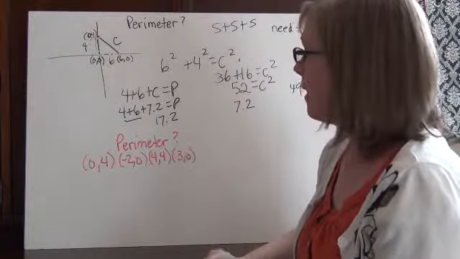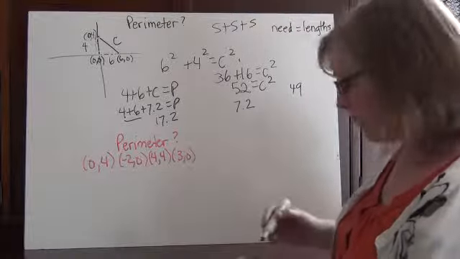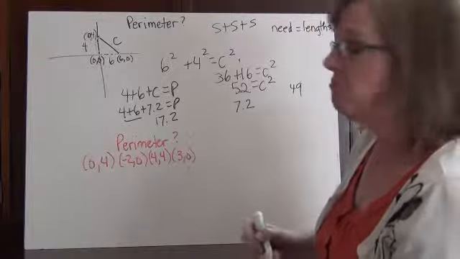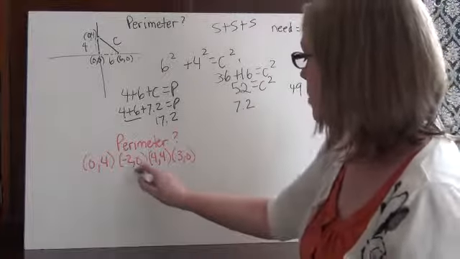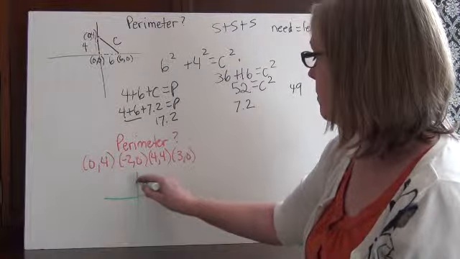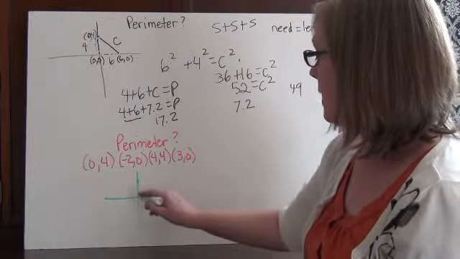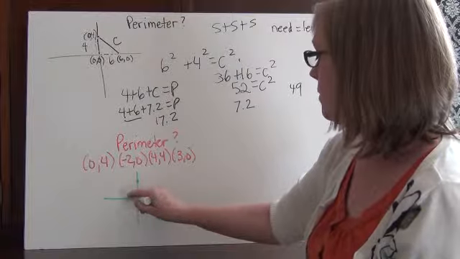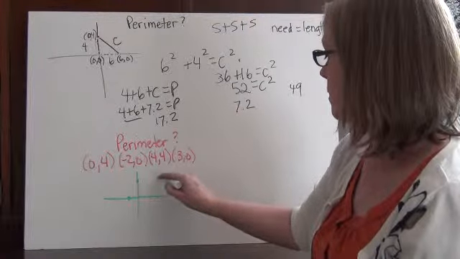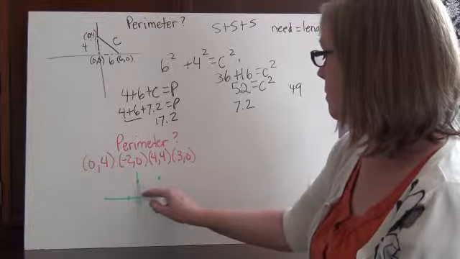Okay? Now let's look at this next problem. A little bit different now, because they didn't give me a picture. That's not my problem. I'm going to draw the picture. Okay, so 0, 4. That's my first point. -2, 0. 4, 4. And 3, 0.